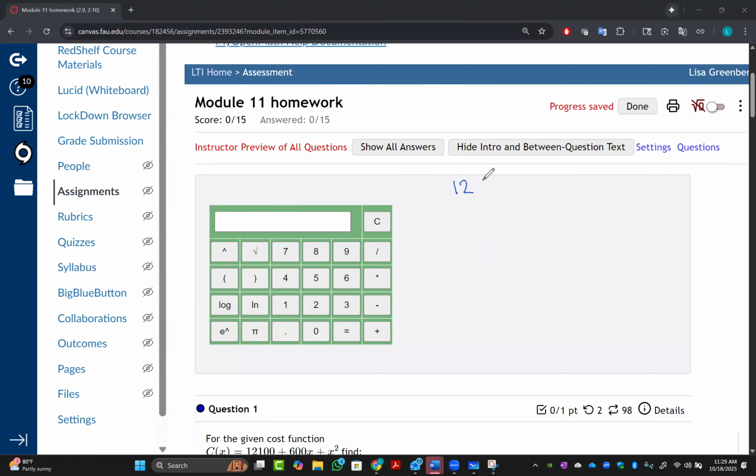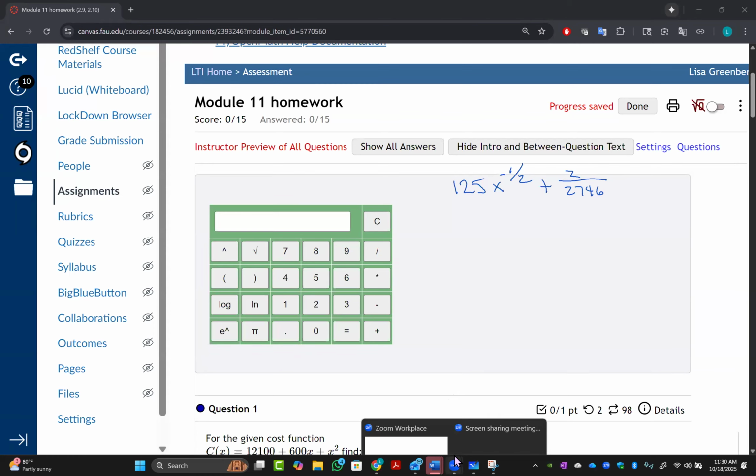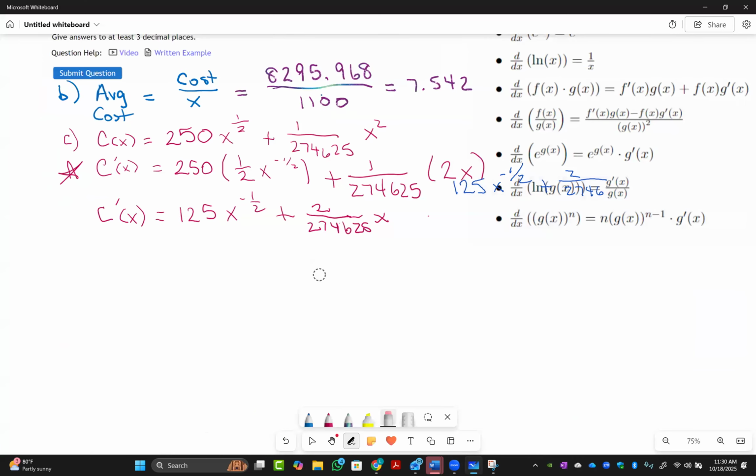So it's 125 x to the negative 1/2 plus 2 over 27 465 x. I think there's more numbers. I think there's 6 numbers. No, I don't think you're right. Let me just go back and make sure. Did I mess that up? Possible. Let me check. Yeah, there's 6 numbers, 274 625.